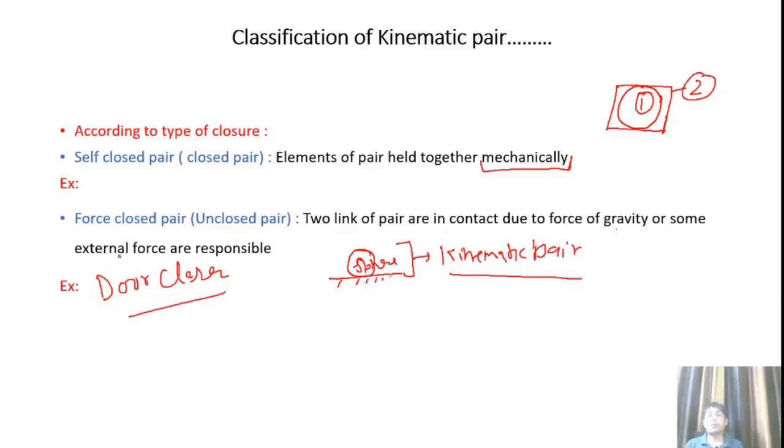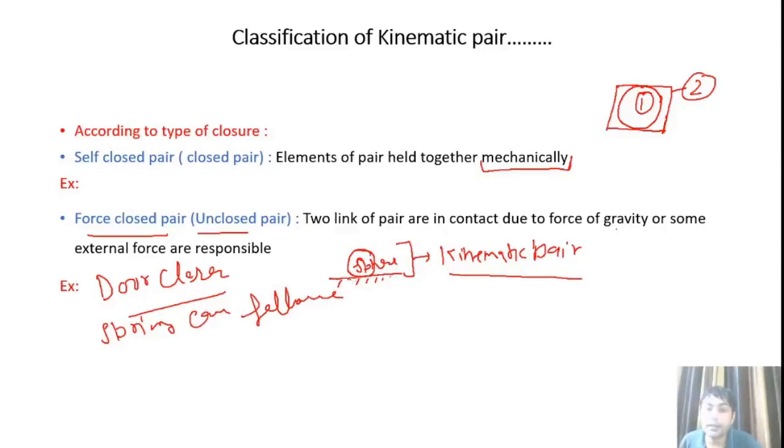Door closure is an example of a force-closed pair. Another is the spring cam mechanism. Spring cam follower is also a force-closed pair. Here the spring is responsible for keeping the pair closed.